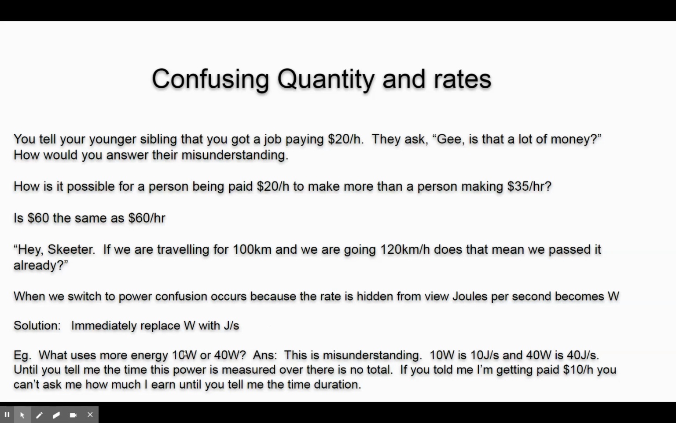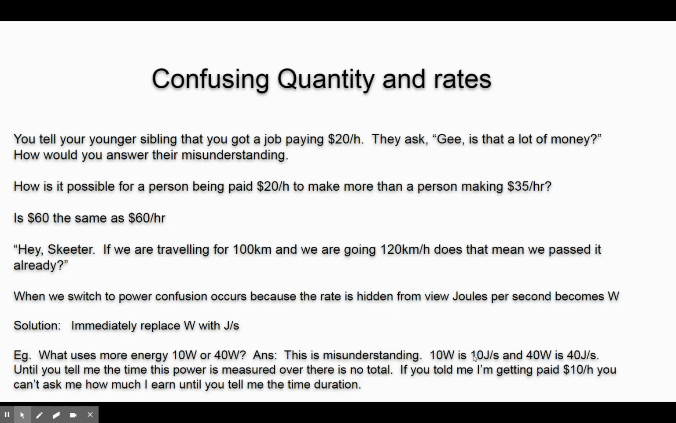This is what you can trip your parents on. What uses more energy, a 10 watt or a 40 watt light bulb? It's not a total. That's again like saying who earns more money, $20 an hour, $35 an hour. That's not a total, it's a rate. You have to tell me how long.